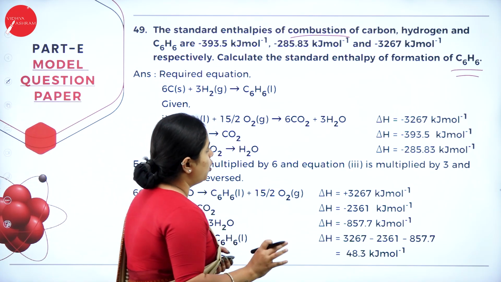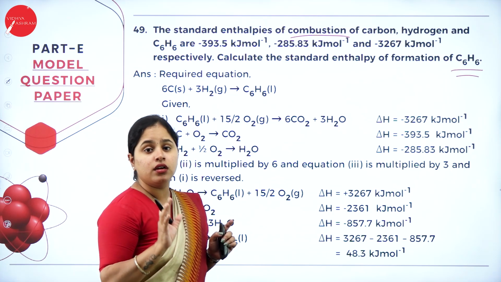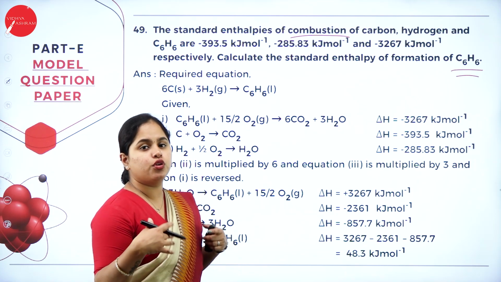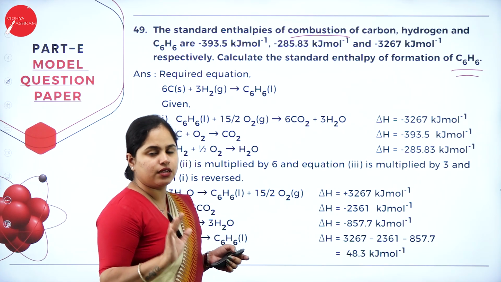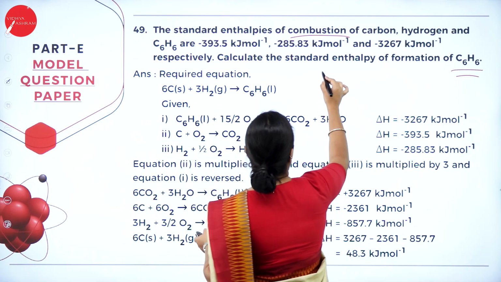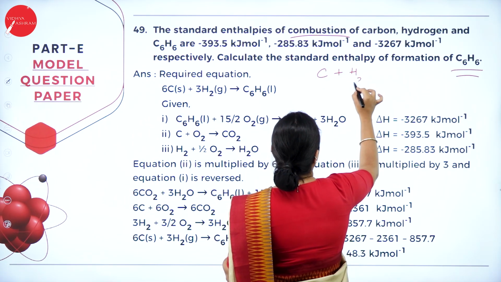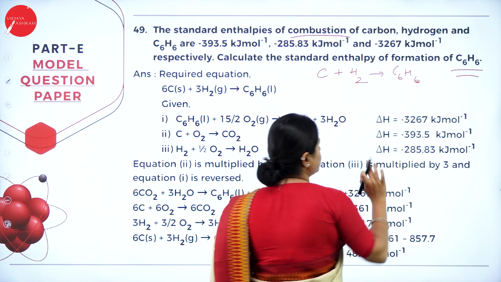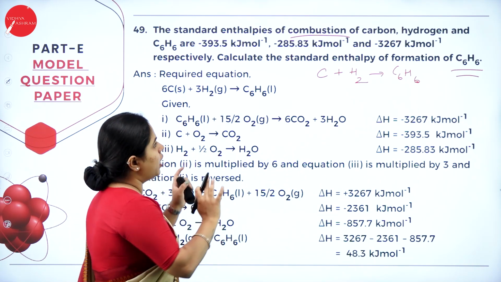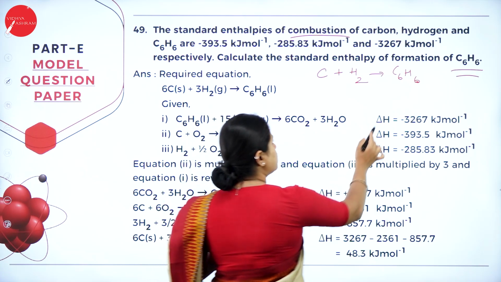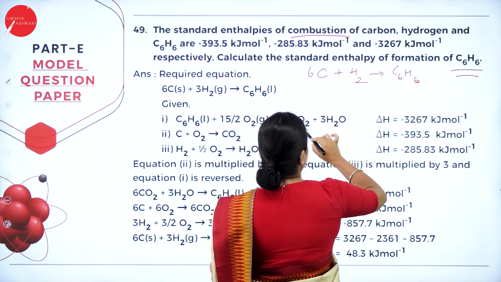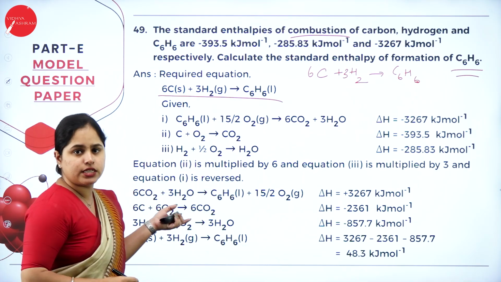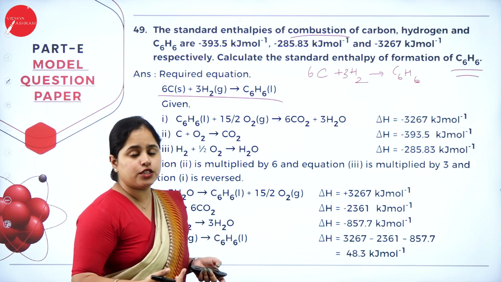We need benzene. So which are the compounds or elements present here? Carbon, hydrogen and benzene, right? So we have to write an equation for the formation of benzene. You know that carbon has to combine with hydrogen so that it forms benzene. So this is the equation that I basically need: carbon and hydrogen will combine and I'll get benzene. But now I have to balance this equation. You have 6 carbon atoms, so I put 6 here. You have 6 hydrogen atoms, so I put 3 here. That's it, your equation is balanced. So this is your required equation: 6 moles of carbon plus 3 moles of hydrogen combine to form benzene.